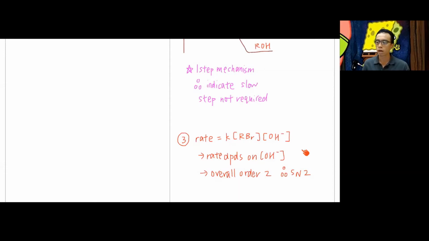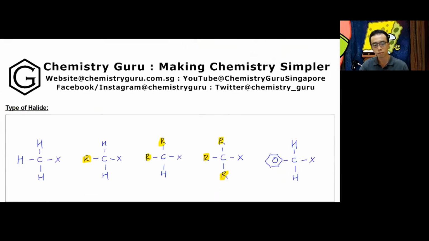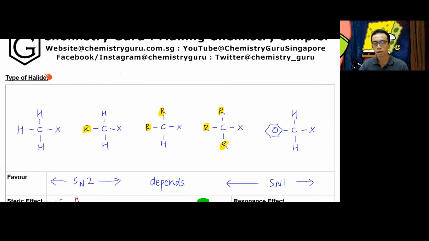So now that we have talked about the two mechanisms, what are some of the things we need to look out for? If you give me data, I can roughly figure out, based on the data, whether this is SN1 or SN2. But sometimes, even if they never give us data, we can still decide whether this is SN1 or SN2, because the nature of your halogenoalkane, whether it is primary, secondary, or tertiary, actually influences whether it favors SN1 or SN2. So let us talk about this under the types of halide.